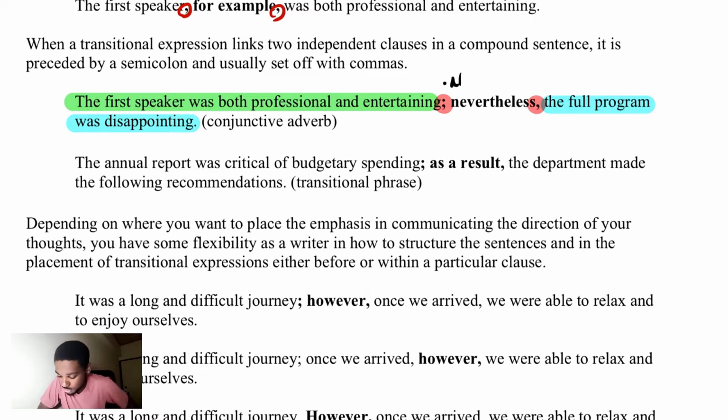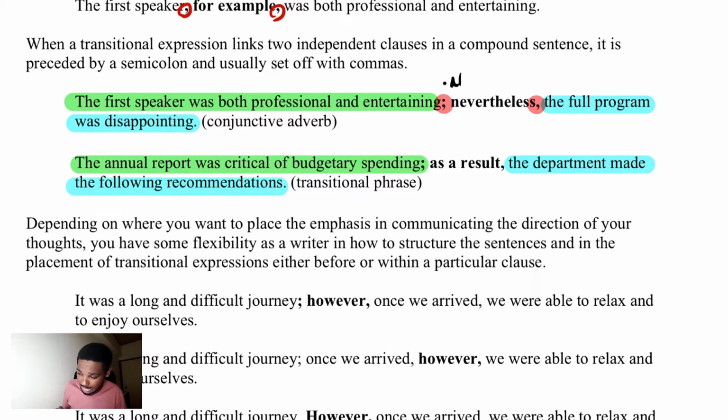The first speaker was both professional and entertaining. Nevertheless, the program was disappointing, right? Same here. We have two clauses that could stand on their own. The annual report was critical of budgetary spending. That's a complete thought on its own. The department made the following recommendations. That's also complete on its own.